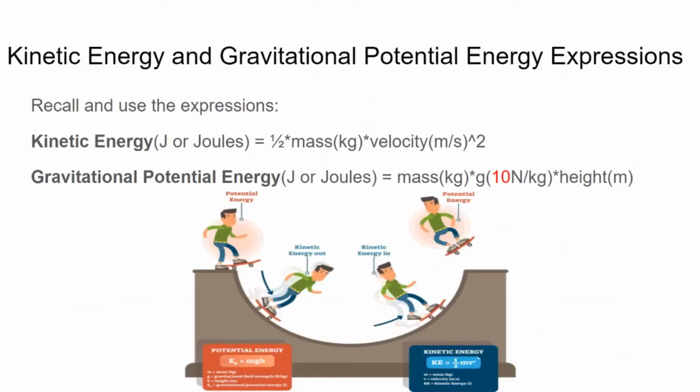Kinetic energy and gravitational potential energy expressions. Recall and use the expressions: kinetic energy in joules equals 1/2 times mass in kilograms times velocity in meters per second squared. Gravitational potential energy in joules equals mass in kilograms times g, which is 10 newtons per kilogram on Earth, times height in meters, like height from the ground. Speed before something hits the ground: I will show you a video of how to calculate this.